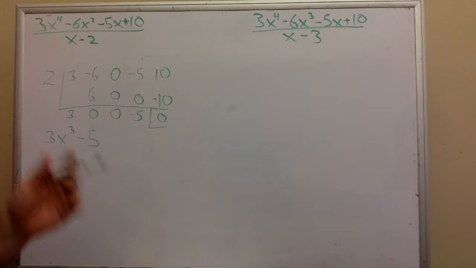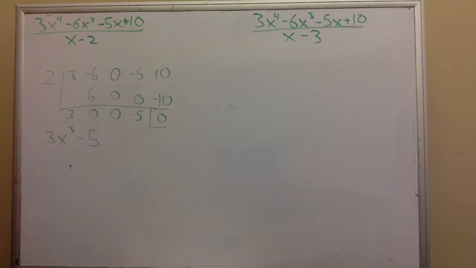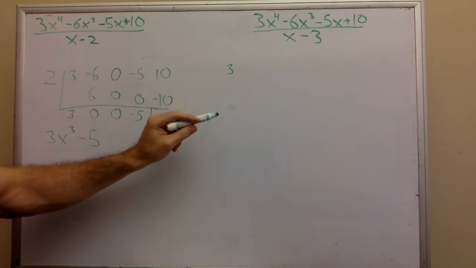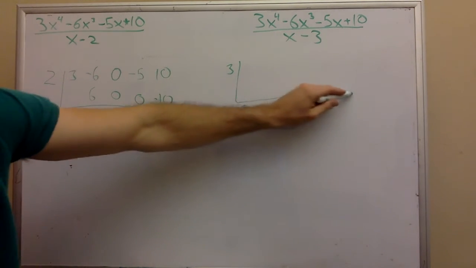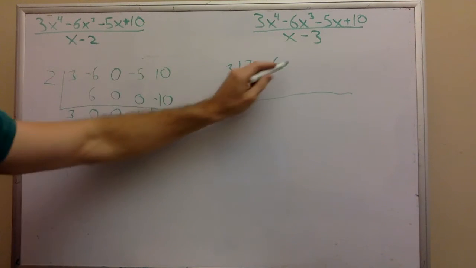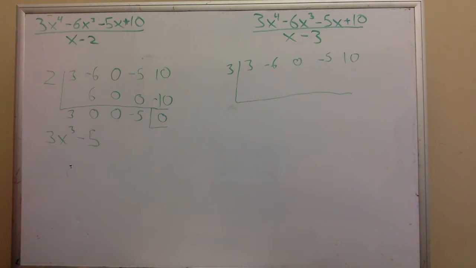All right, go ahead and try to set up this problem. We also can use synthetic division here. So go ahead and set that up and then try to work through it. All right, hopefully setting this up was no confusion. We have our 3, our negative 6, our 0, again, negative 5, and 10.